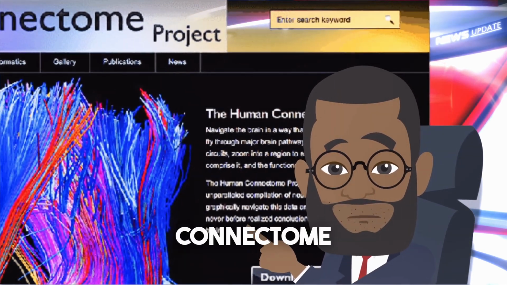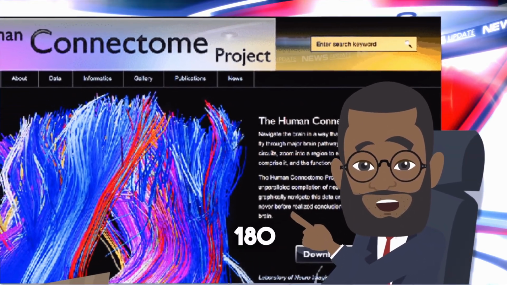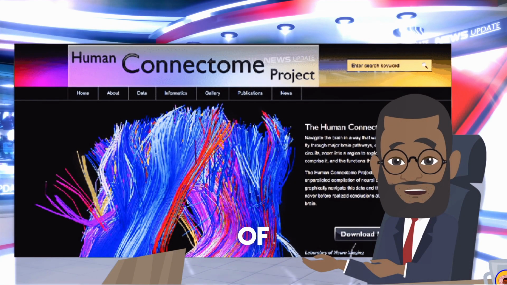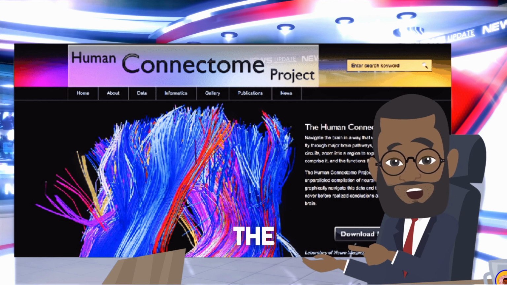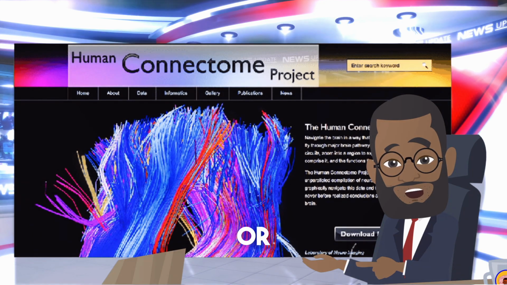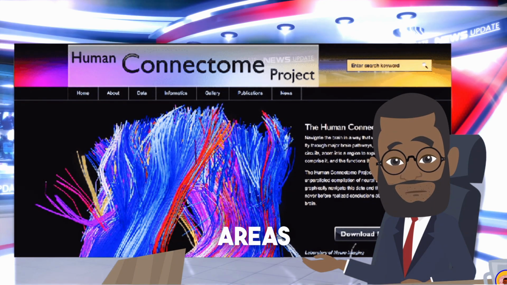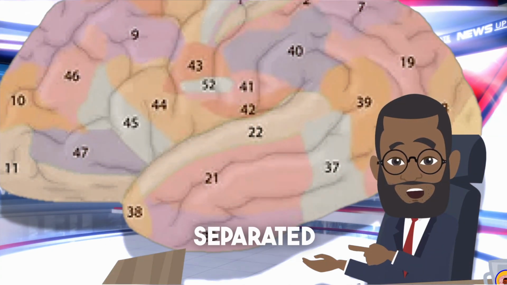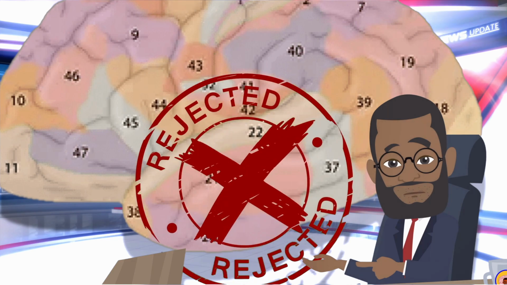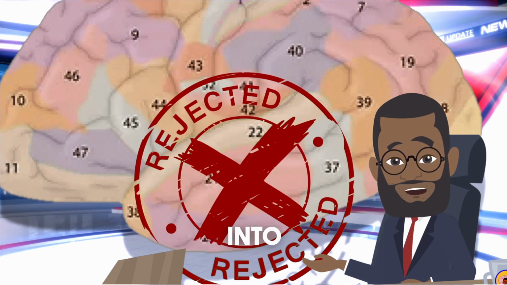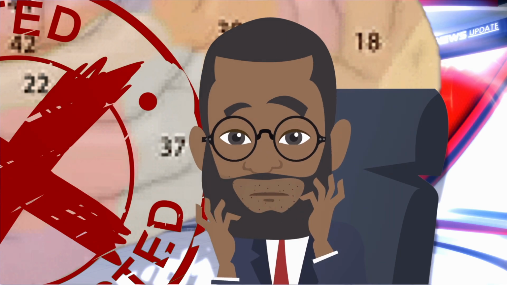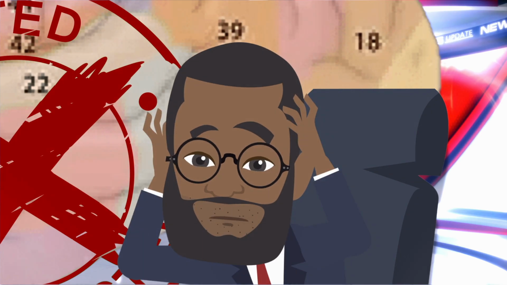The Human Connectome Project revealed 180 parcellations of the human cortex, 23 of which were preserved and the remainder reinterpreted or dissected into particular areas. The temporal lobe, which was formerly separated by Brodmann's regions, has been reorganized into a new scheme due to lack of information of its functional or organizational anatomy.